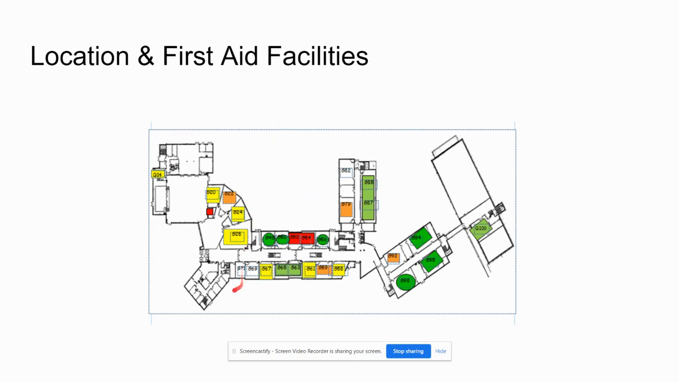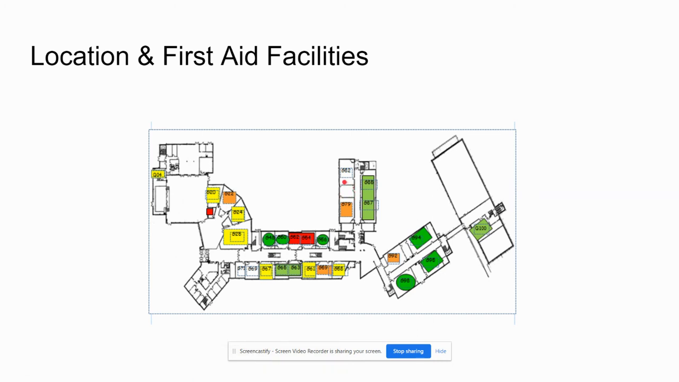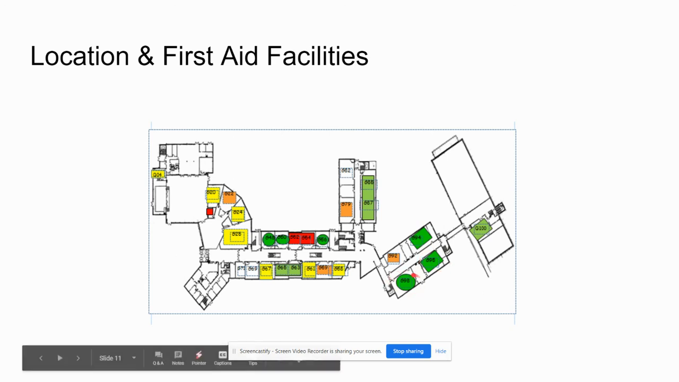Location of first aid facilities. Well, I've already said to you that that is the first aid room there. So there's obviously first aid there. You will also find first aid at this point here. This is the science ground floor prep room. And although we don't have trained first aiders, we've got a first aid kit in all 3 of these green rooms here.